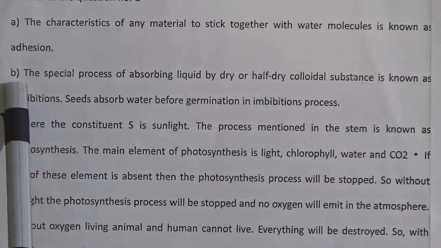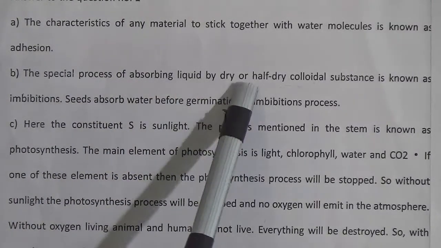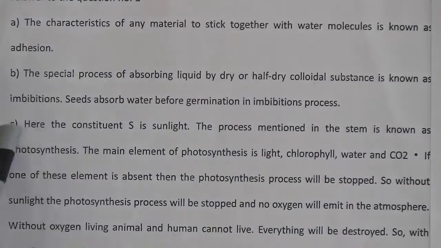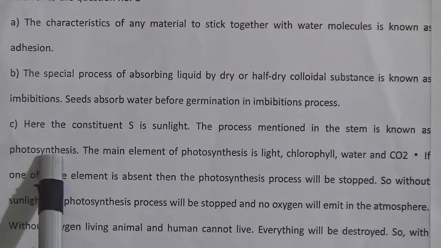Now come to the next one. The special process of absorbing liquid by dry or half dry colloidal substances is known as imbibition. A seed absorbs water before germination in the imbibition process. Now come to the next question answer. Here the constituent S is sunlight, the process mentioned in the stem is known as photosynthesis.